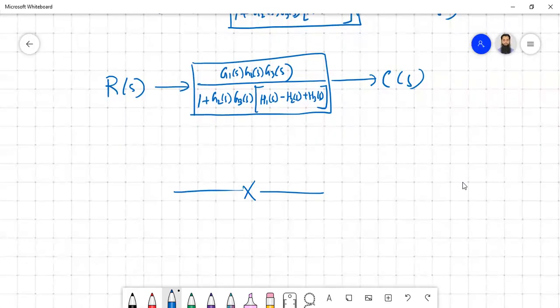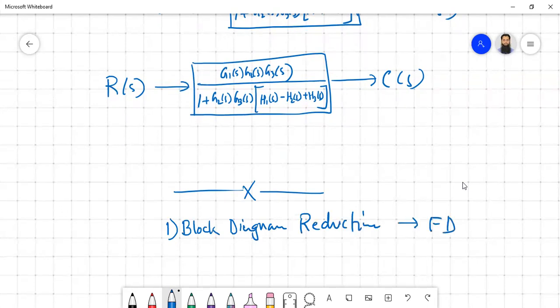I'll try to spend one more class on block diagram reduction before going into the signal flow diagram. Basically, in this chapter, we have only two methods to learn. One is block diagram reduction, which we are discussing right now, and the other one is the signal flow diagram.